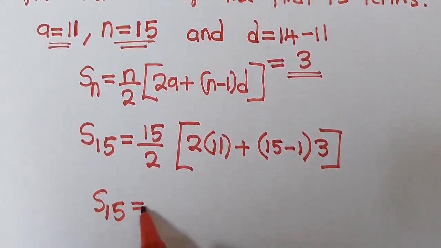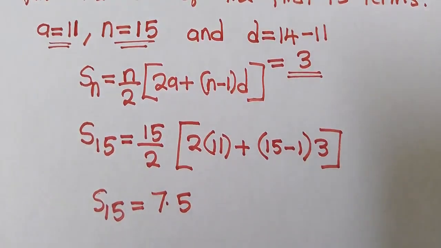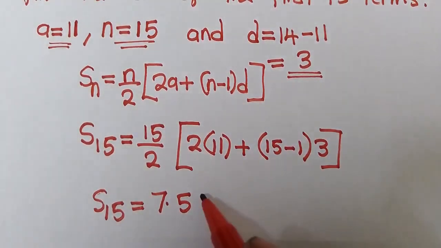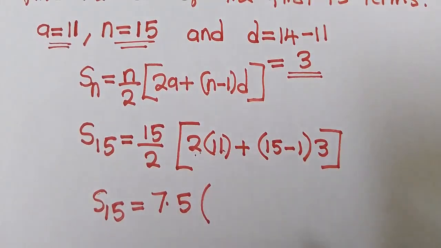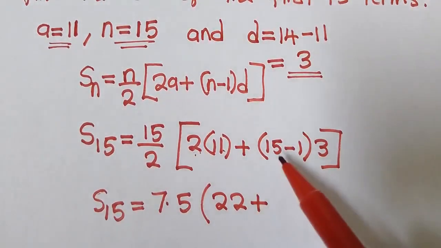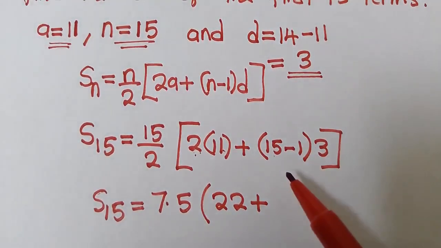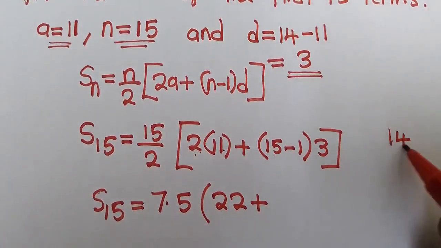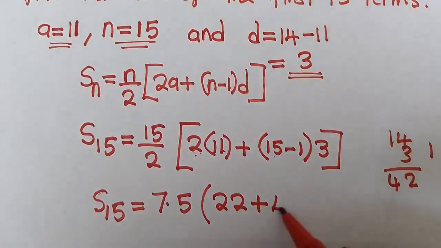So you'll be doing this without a calculator. So 15 divided by 2, you get 7.5. Have you seen the way I've done? This is what you're going to do. Then you say, open bracket. What is 2 times 11? It is 22. Then you say plus. What is 15 minus 1? It is 14. 14 times 3. It is 42. So plus 42.